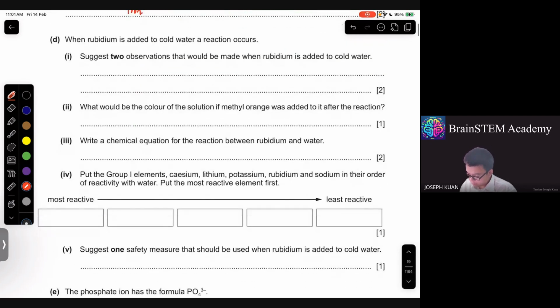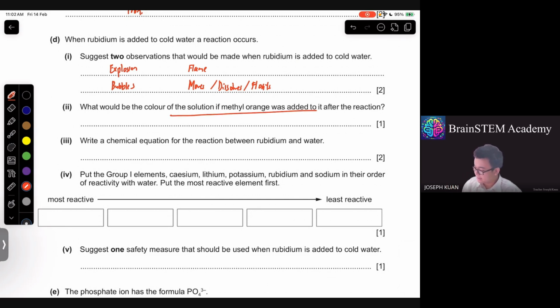Okay, moving on. When rubidium is added to cold water, a reaction occurs. What 2 observations can be made when rubidium is added to water? Now, you may see an explosion because it is very reactive. It's more reactive than lithium, sodium, potassium. You will also see bubbles, or effervescence, fizzing. You also see flames. You also see that the solid moves and floats in the water.